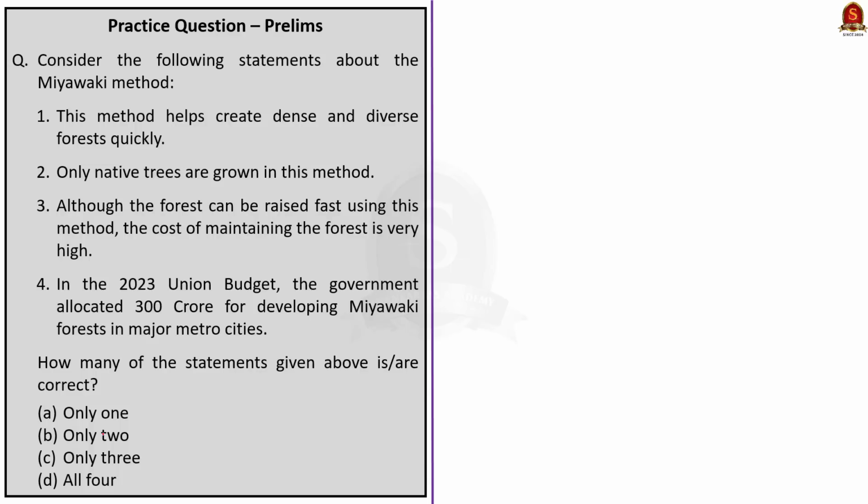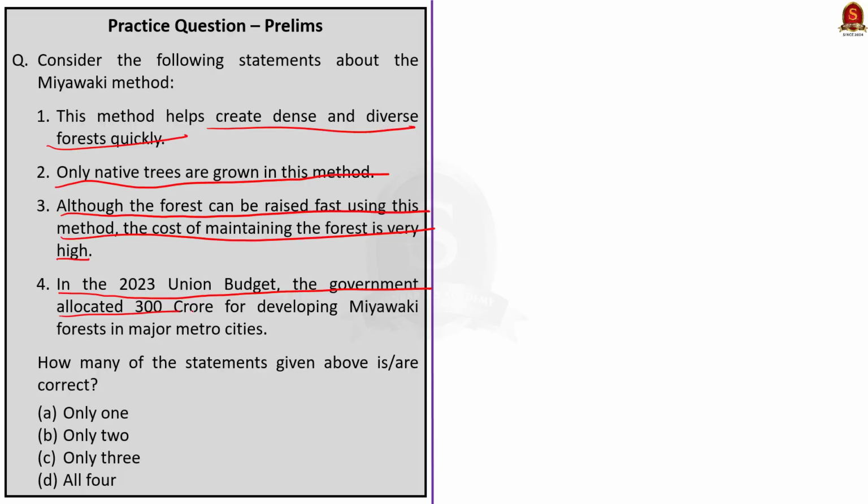Look at this first statement. This method helps create dense and diverse forests quickly. Statement 2. Only native trees are grown in this method. Statement 3. Although the forest can be raised fast using this method, the cost of maintaining the forest is very high. Statement 4. In the 2023 Union Budget, the government allocated 300 crore for developing Miyawaki forests in major metro cities. You have to find here the correct statements.